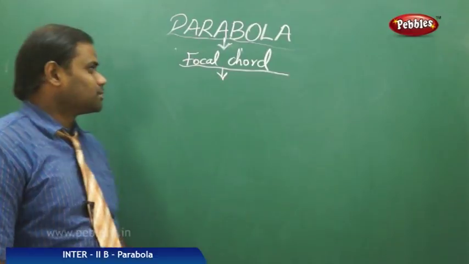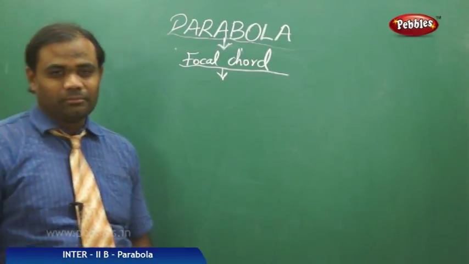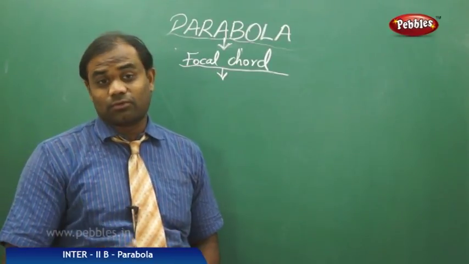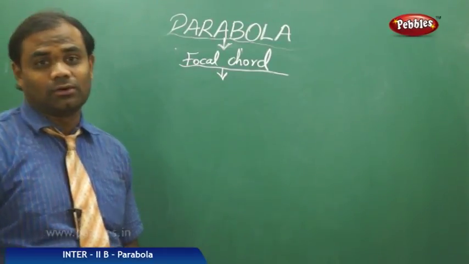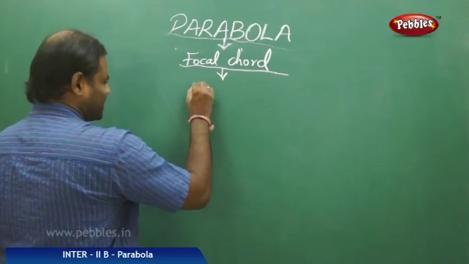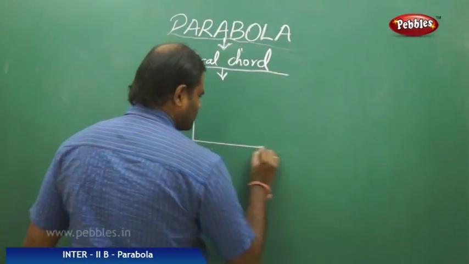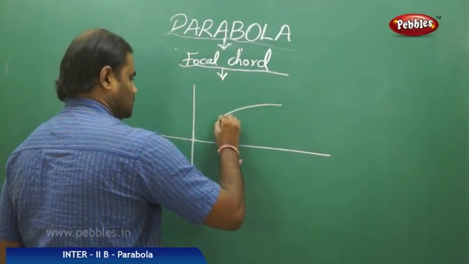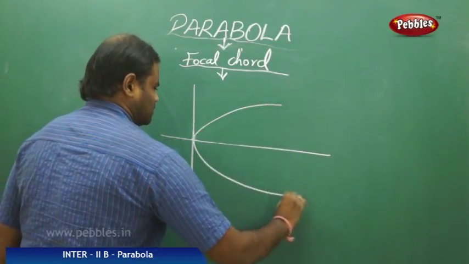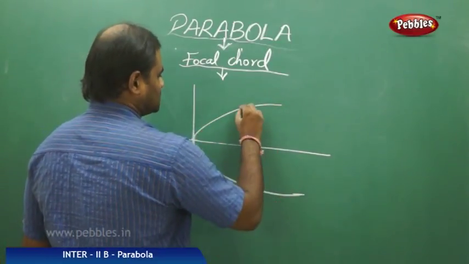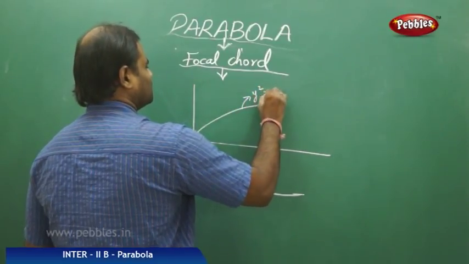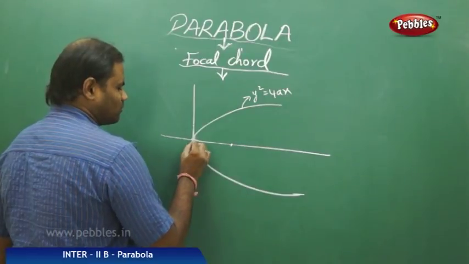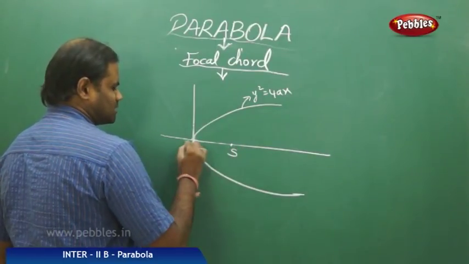The next is the focal chord. So what do you mean by focal chord? A chord which passes through focus is called the focal chord. So now that we have discussed the focus, let's see how a focal chord is obtained. y square equals 4x. Now we know that the focus is at a distance from the vertex to S.